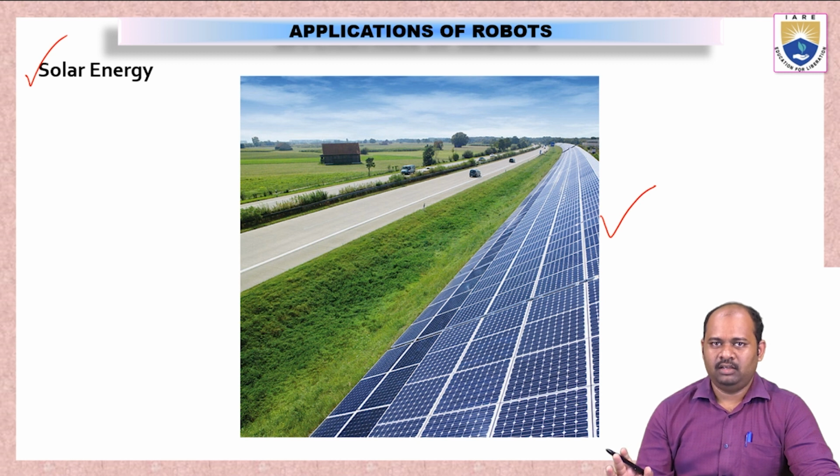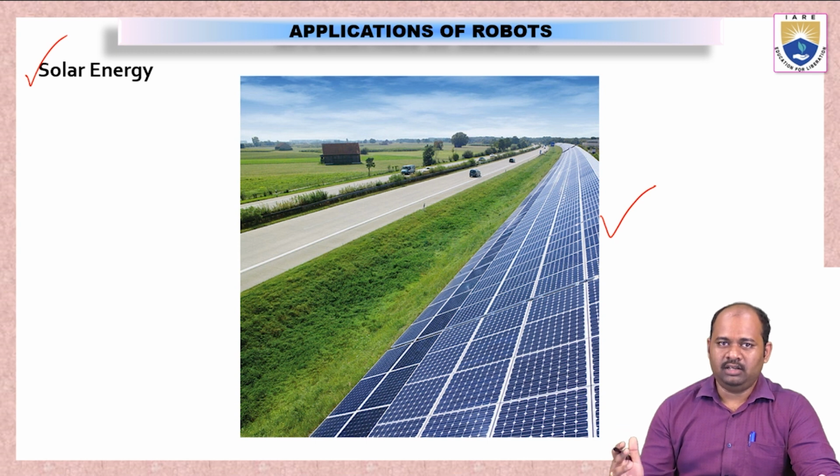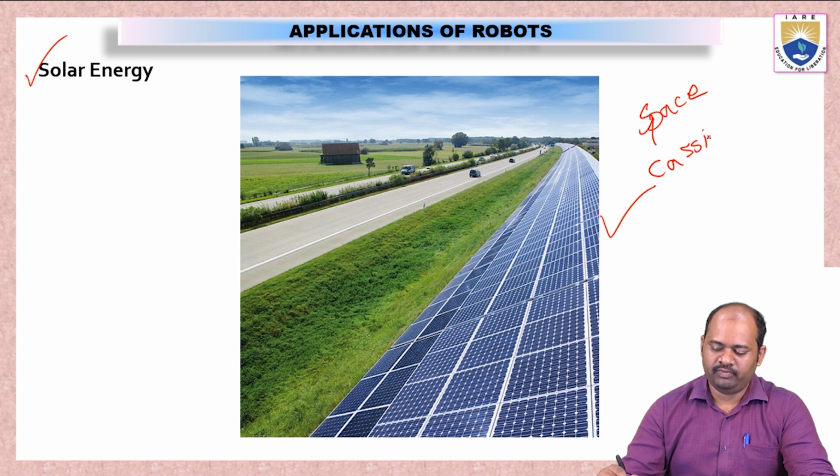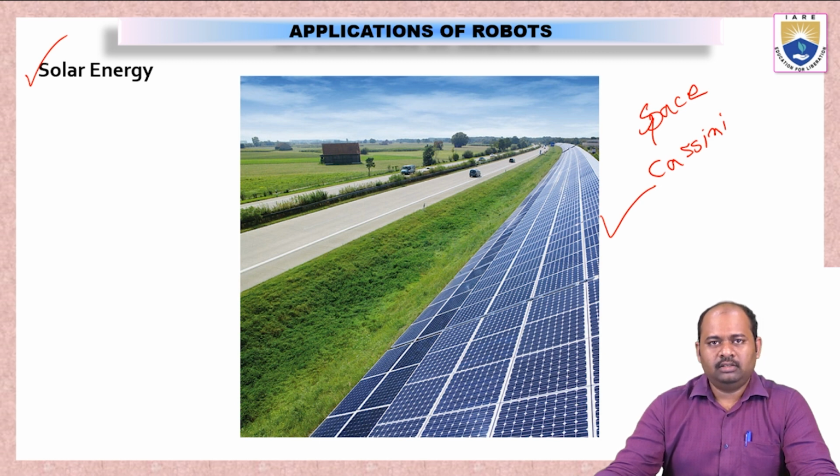Whenever there is a star, whenever there is radiation coming out of a star like our sun, the solar panels can work. Even some spacecrafts like Cassini. Cassini is a spacecraft which was sent by NASA back in the 1980s. This Cassini spacecraft is still going in outer space at a very high speed, and it's still sending some signals from very far.